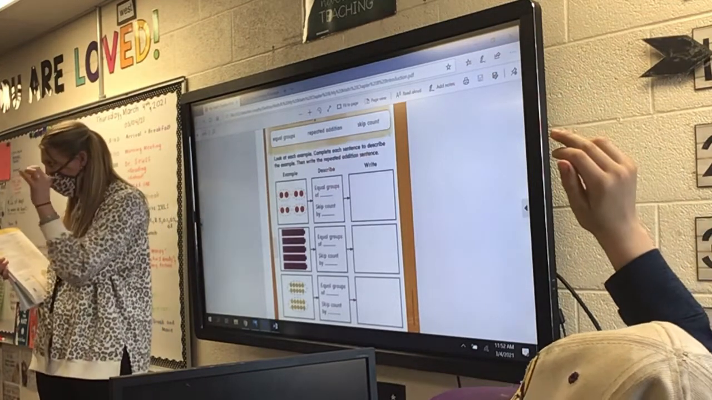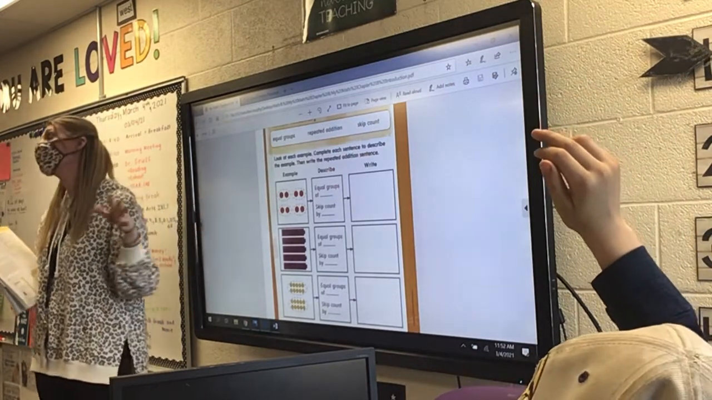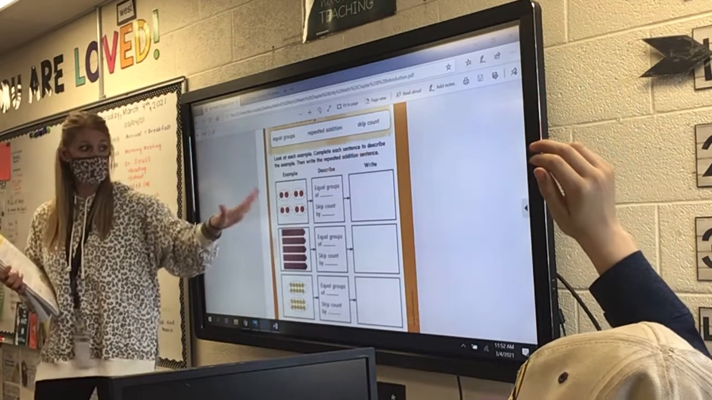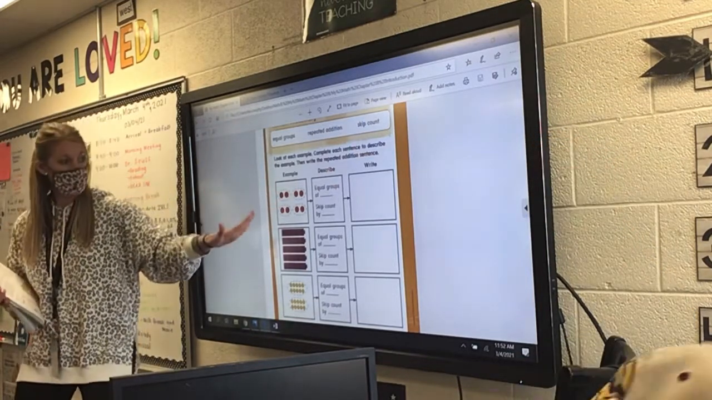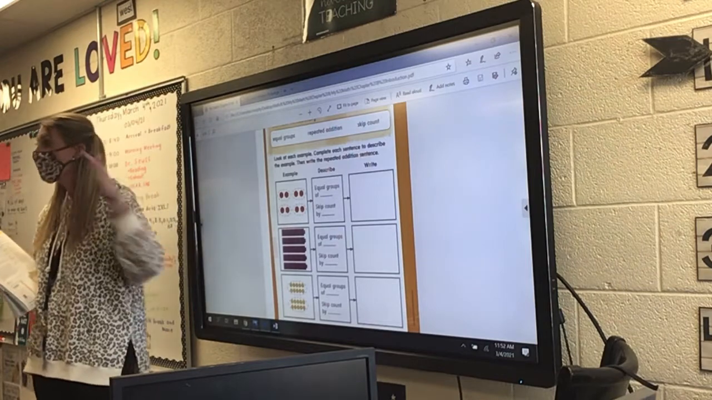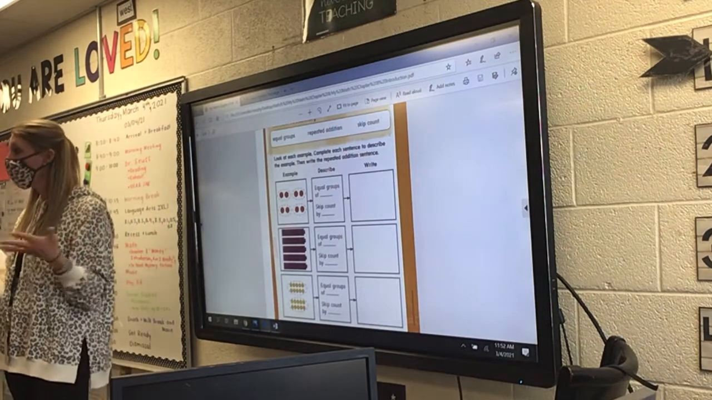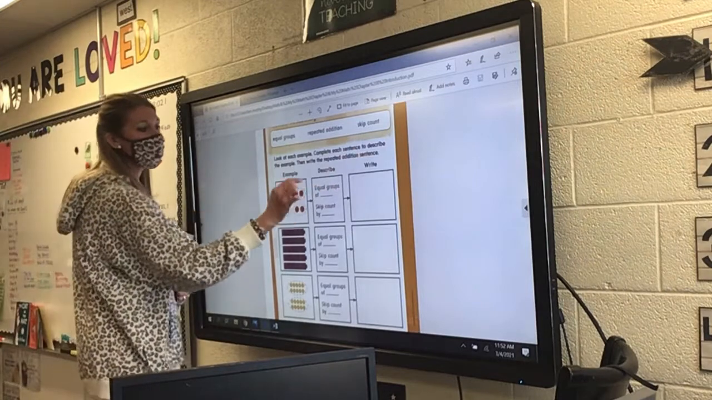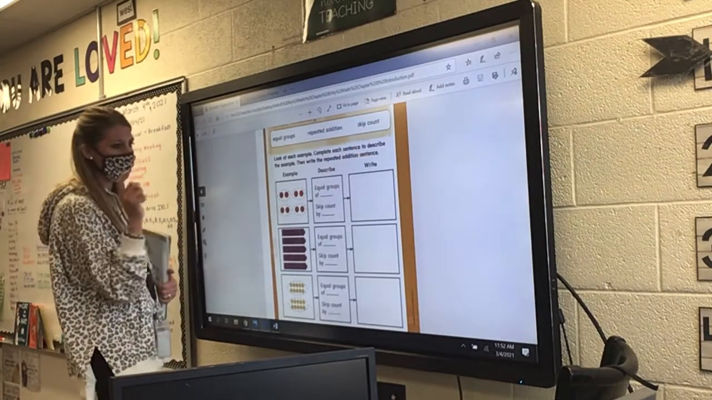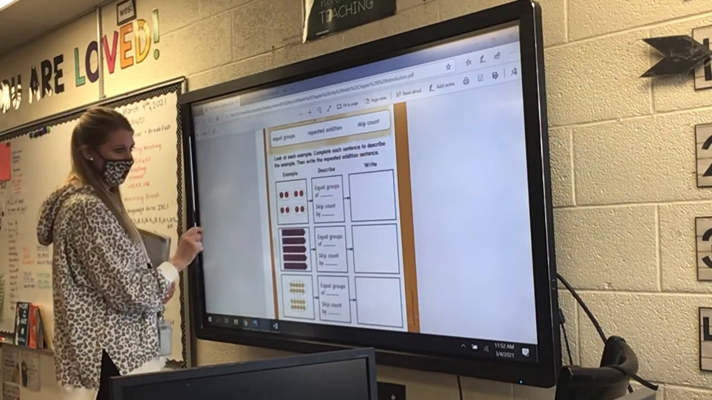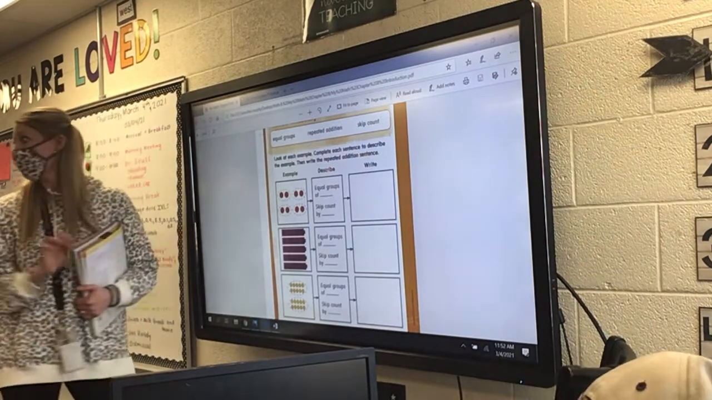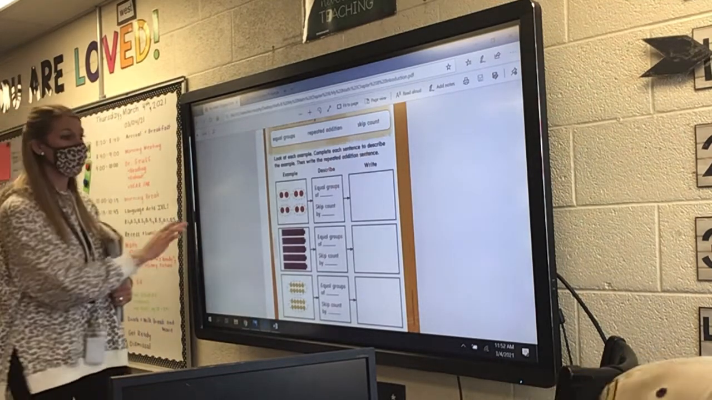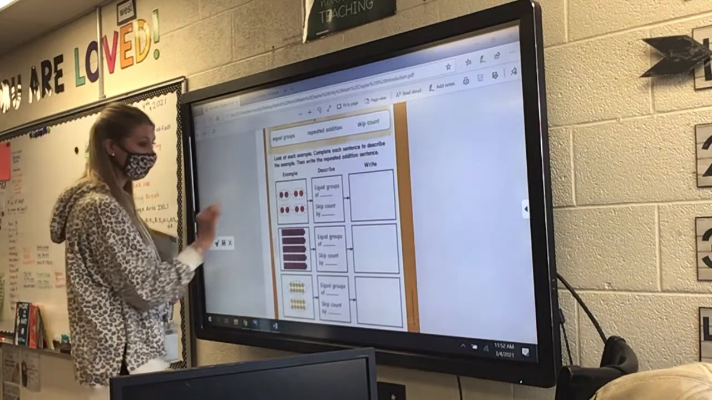Red circles. 8. No, there's 8 total. But there's 2 in this group. 2 in this group. 2 in this group. 2 in this group. So there's 2 in each group. Are all the groups equal? Yes. So we're going to put equal groups of 2 because there's 2 in each group. Now Wyatt is right. There are 8 total, but we broke them into groups.